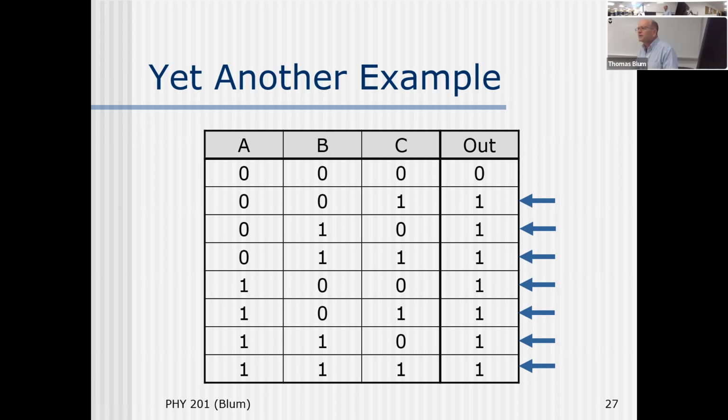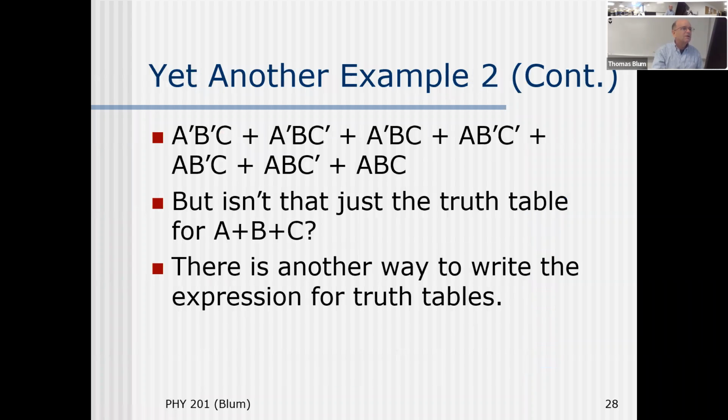But it's just an OR gate. Remember, our logic of the OR gate was if everybody's low, you get a low. That's the logic of an OR gate. The logic of the AND gate was if everybody's high, you get a high. The logic of an OR gate is if everybody's low, you get a low. So this is just an OR gate. This is a 3-input OR gate.